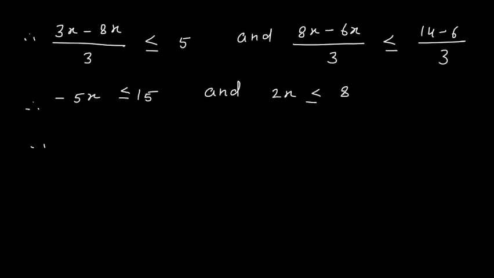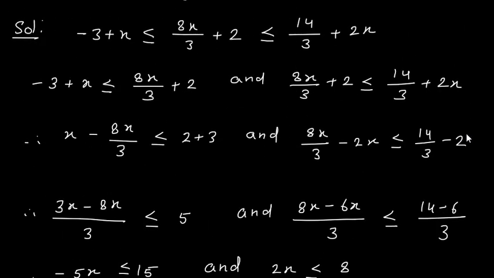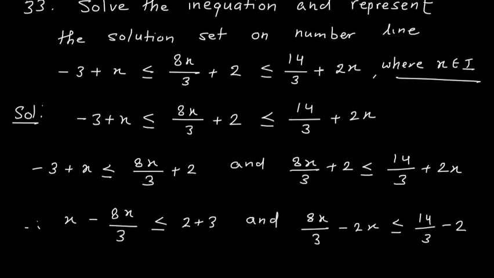So here I will divide by −5, so I will say that x ≥ 15/(−5), and here I will say that 2x, so here also I will divide by 2, and I will say that x ≤ 4. So therefore we have x ≥ −3 and x ≤ +4. So for integer, here x belongs to integer.